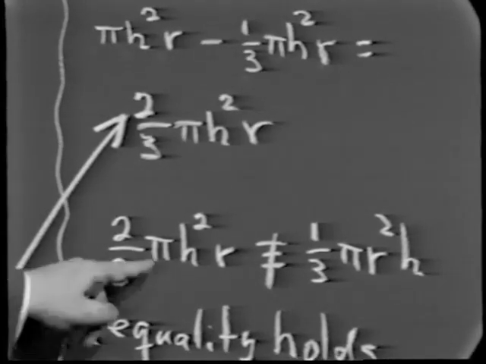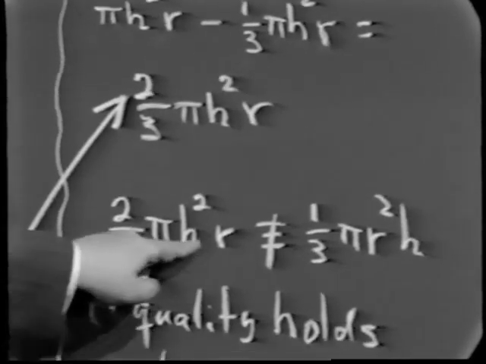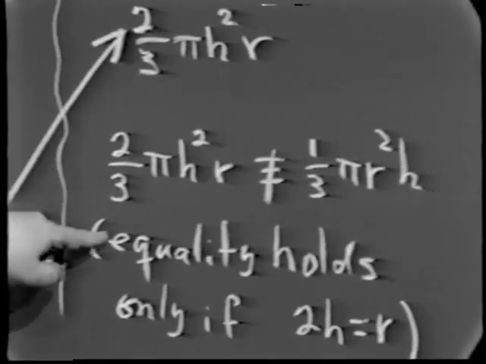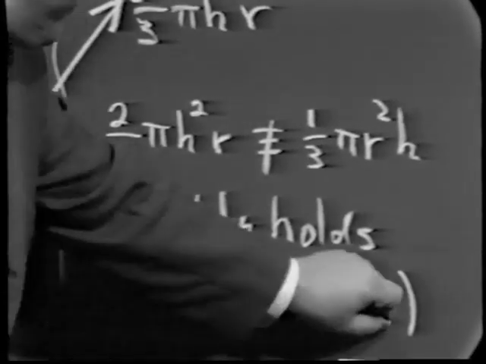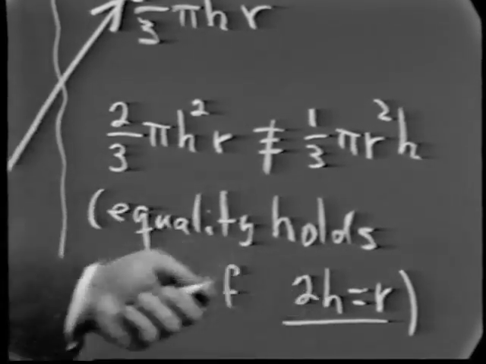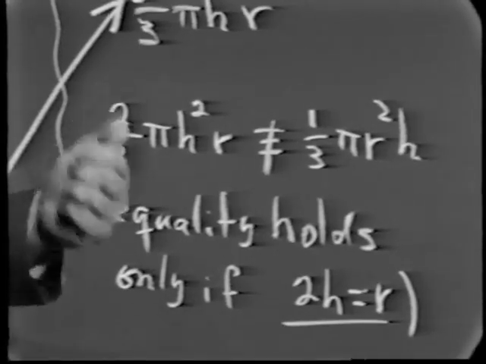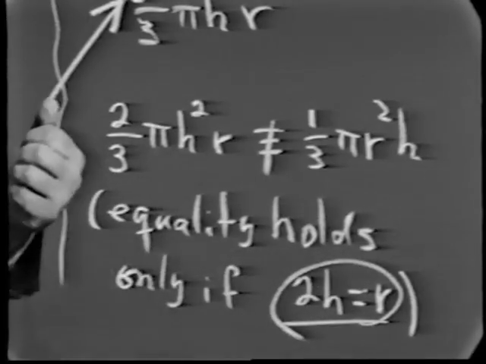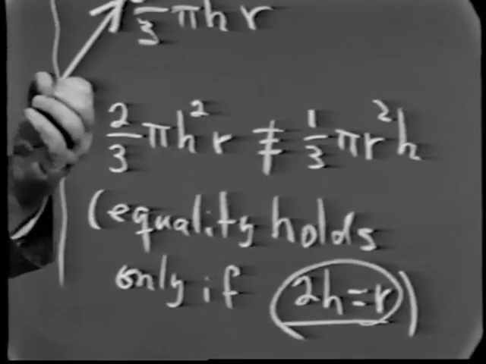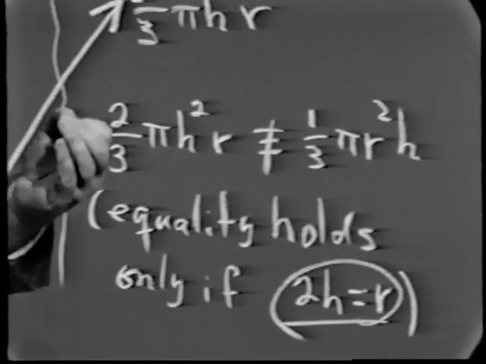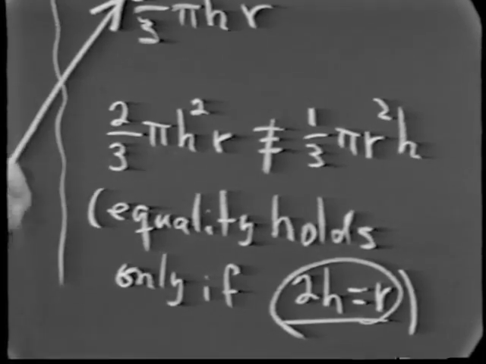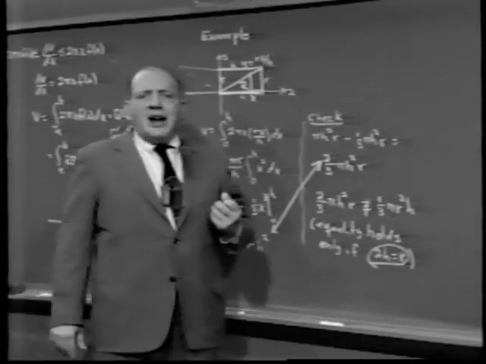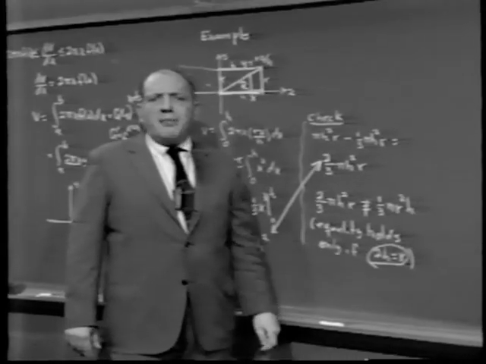In fact, if we divide both sides by pi r h over 3, we find that equality holds only if we have that highly specialized case that 2h equals r, which is not really important. I just threw that in as an aside. But I do want you to notice that the same area, of course, generates different volumes depending on what you rotate it with respect to. Well, at any rate, at least this was a problem that we could check by another method.